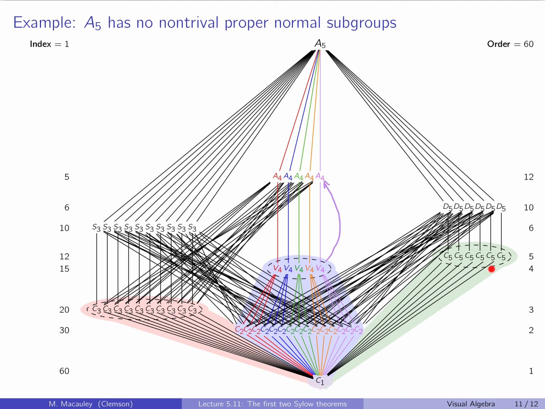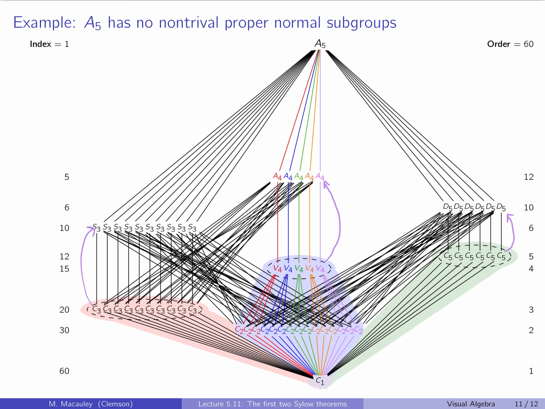So what about C5? The C5s are contained in a size 6 conjugacy class. So the normalizer has to have index 6, and that's these D5s right up here. So that points at the normalizer. These C3s are in a size 10 conjugacy class, so their normalizers all have index 10, and they're each contained in a unique subgroup of index 10. So there are those normalizers.